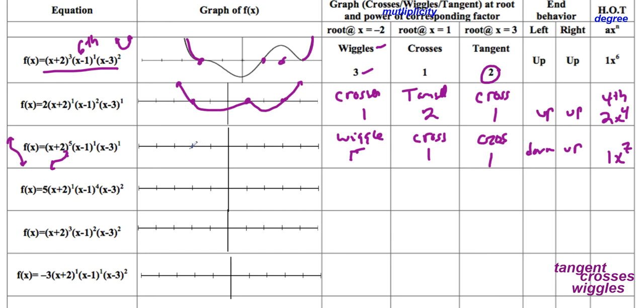So let's go ahead and plot our points. 1 there, 1 there, and 1 there. Okay, and we've got to figure out what's going on here. So I'm going to first plot my end behavior. So I'm going to go down, and I'm going to go up, and I'm going to join them. They're just going to cross. So I'm going to come and cross and go back up. So just a nice, smooth cross like that.